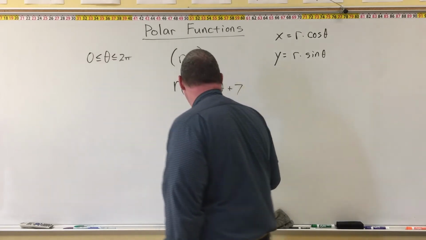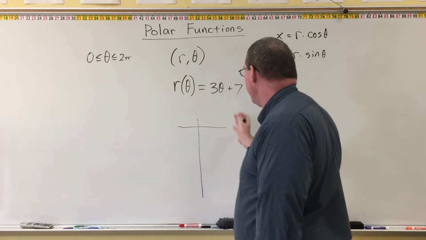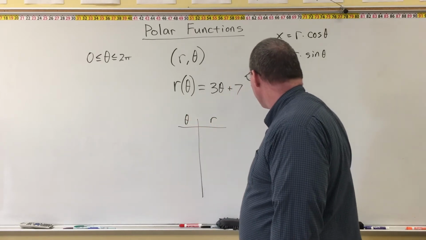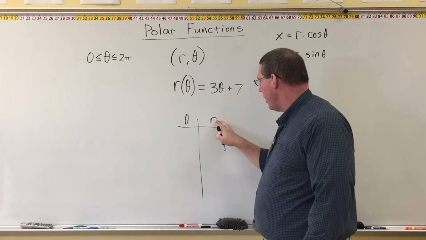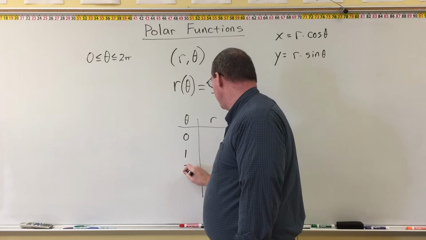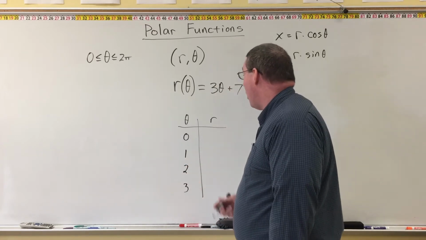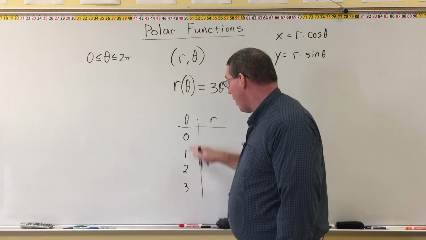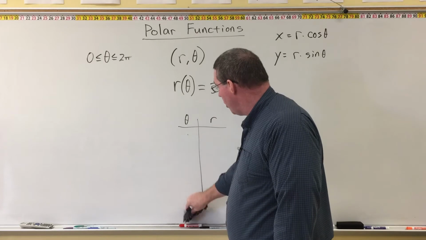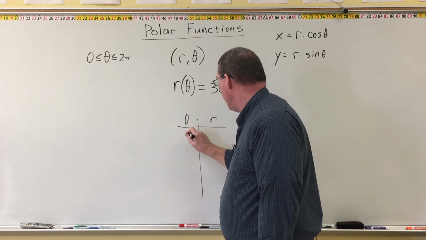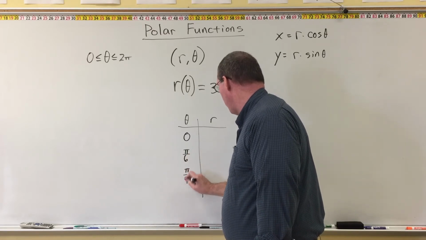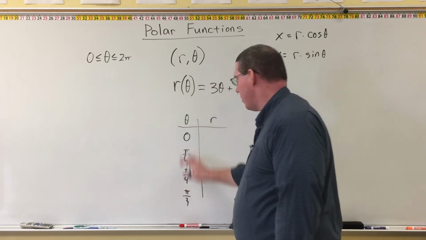Well, what we can now do, just like we do in x and y, is create a theta radius t-chart, an angle measure and radius chart, right? So let's say we can plug in 0, 1, 2, 3. Now understand that these are radians, right? Our theta angle measure is in radians. So you could put them in as whole numbers, but you can also enter them as, let's say, 0, pi over 6, pi over 4, pi over 3, etc.